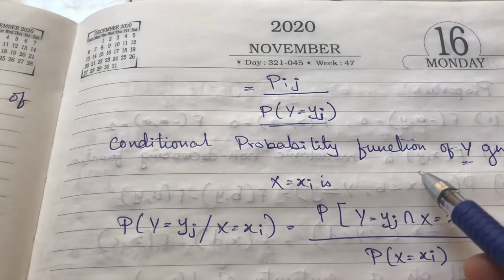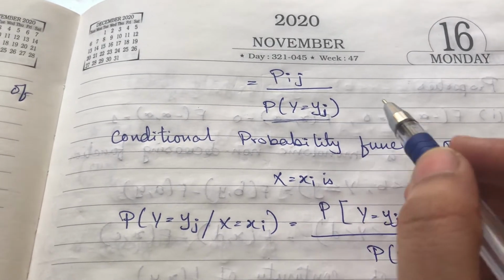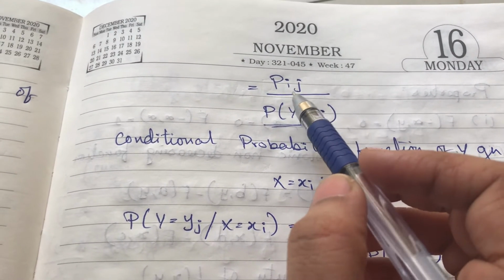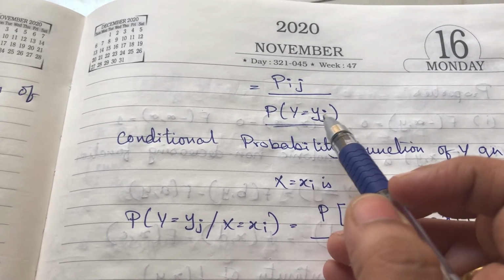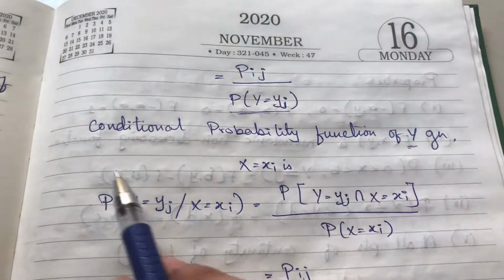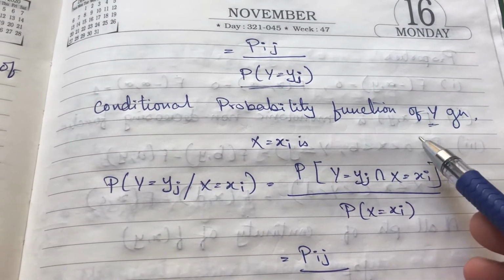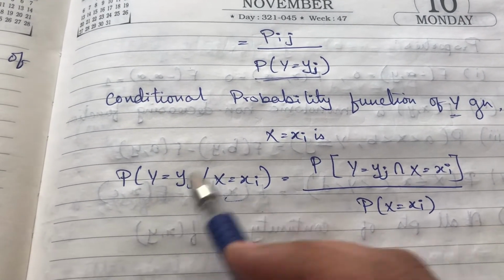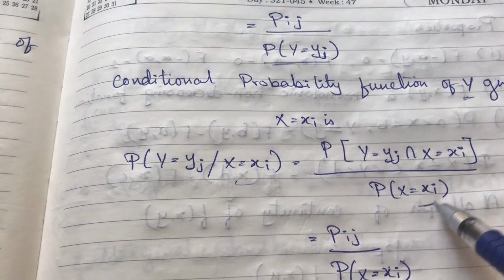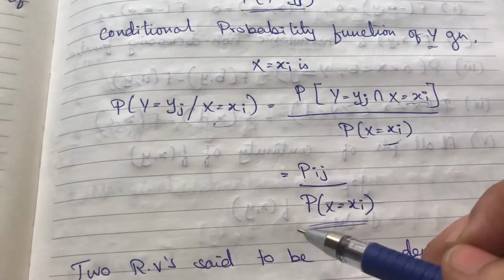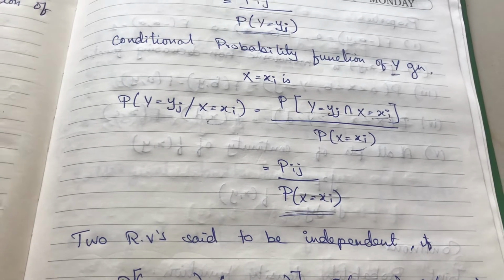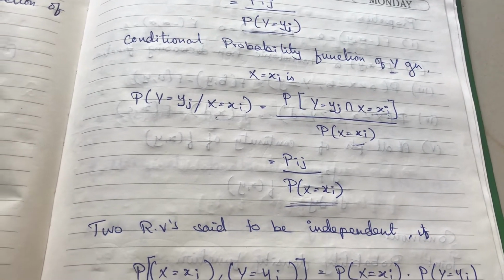So the conditional probability function of y. So you can see here this one, which is nothing but P of ij by P of y equal to yj. This is a general form actually. So the conditional probability function of y is given x equal to xi. So by doing so, we will get the answer in terms of xi. So we can easily write P of ij by P of x equal to xi will be the answer.